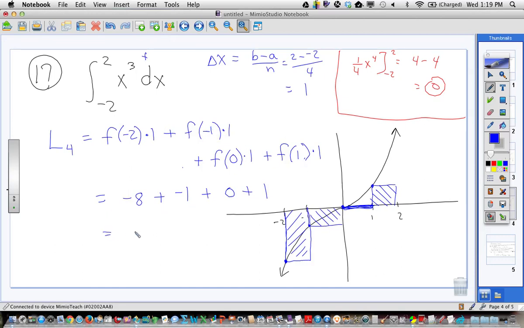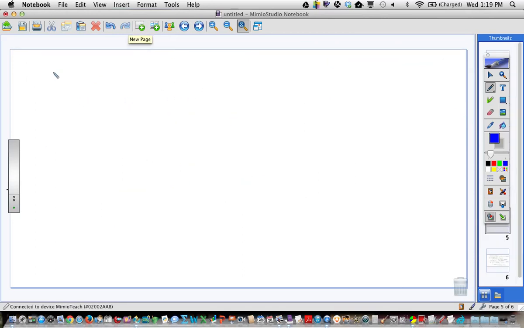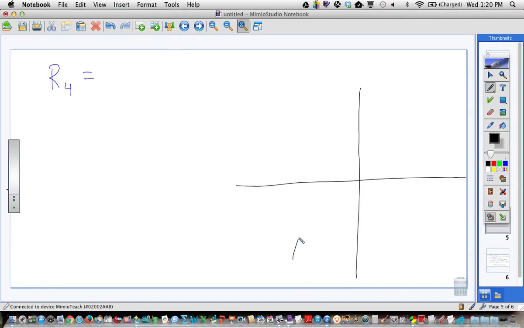All right, when you add those up, you get -8. Clearly, that is not close to the actual area, but that happens when we get into these. Okay, we'll pick up the pace here a little bit. We're now going to do R4. So we're going to draw a picture. Okay, so we're going to, in here with our x cubed.